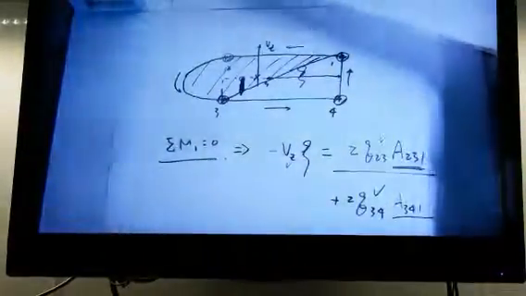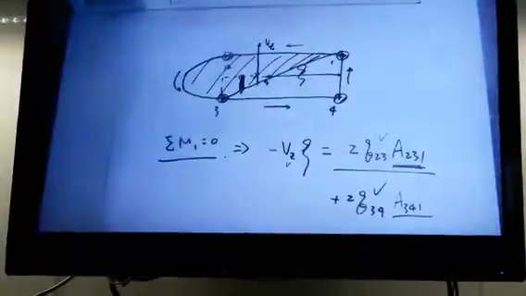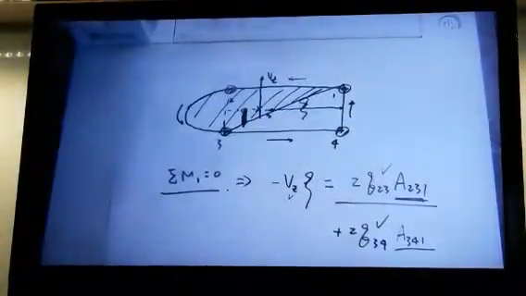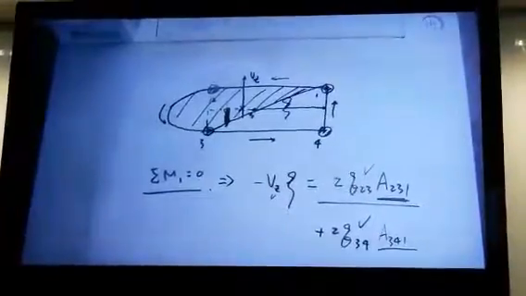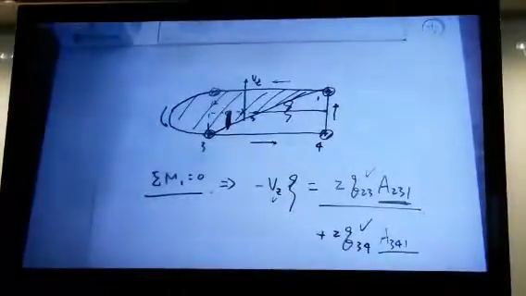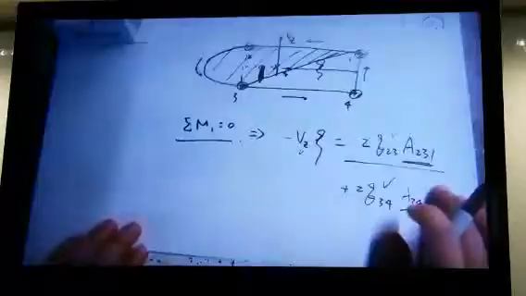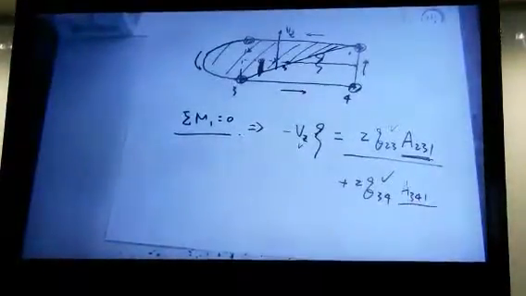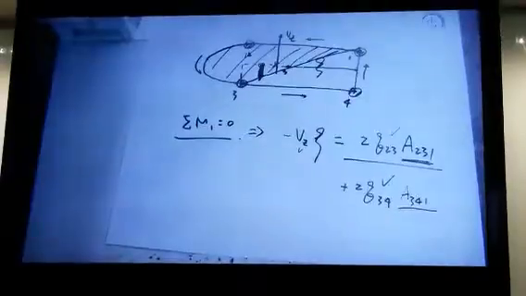And you can calculate c. This is what you are going to do in homework 3, one of them. I'm asking you to calculate what c is for this irregular shaped closed cross-section. Okay? Any question about this? Okay.